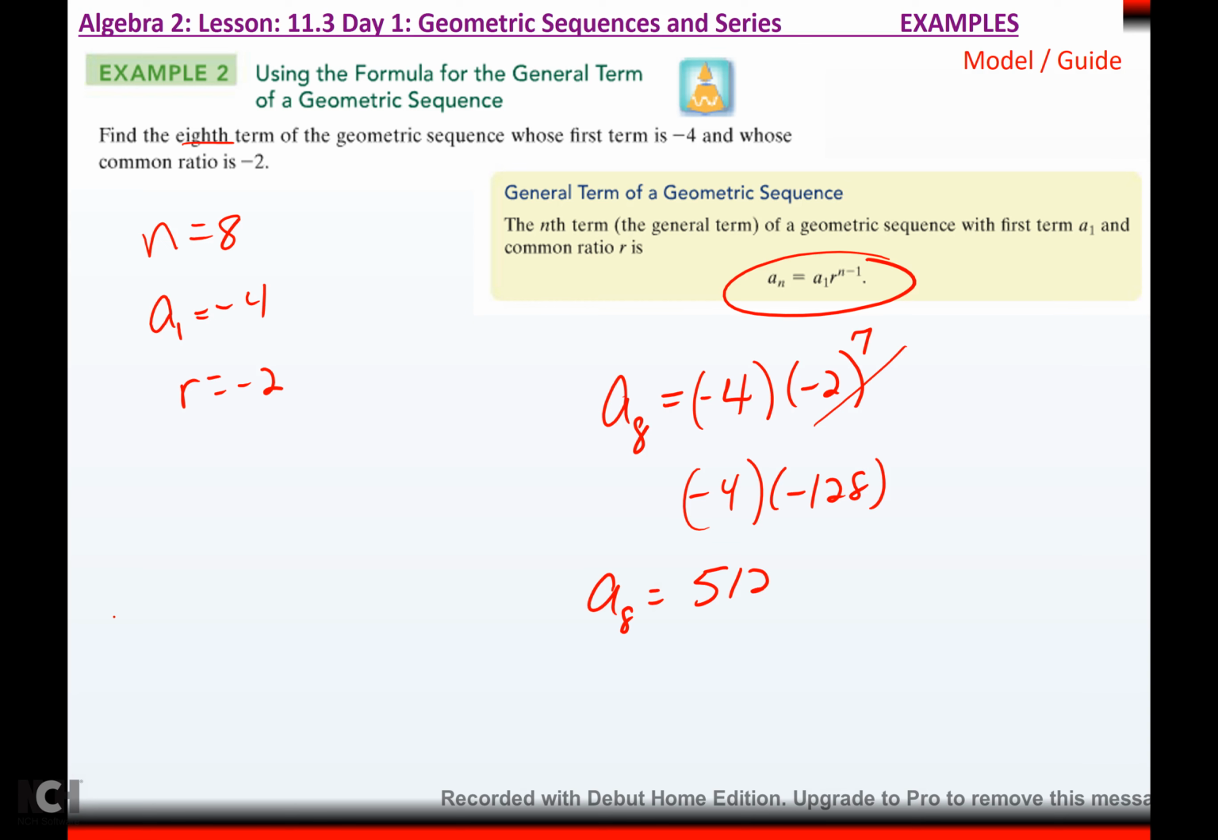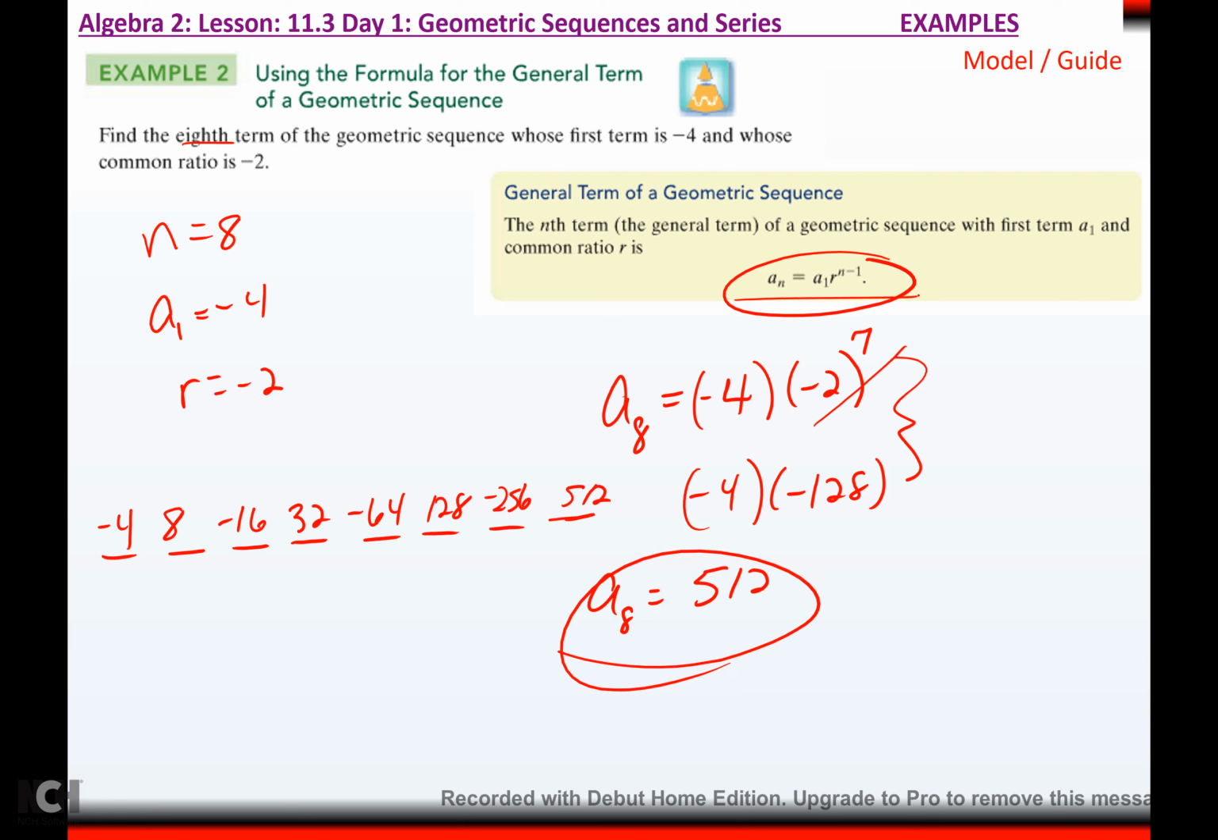Your other option is to start off and do it by hand. First, second, third, fourth, 5, 6, 7, 8. Times negative 2 is 8, times negative 2 is 16, times negative 2 is 32, times negative 2 is negative 64, times negative 2 is 128, times negative 2 is negative 256, times negative 2 is 512. So you could do it long ways, but I think this is much shorter. The formula is really handy dandy. But if you forget the formula, you can always work it out by hand.